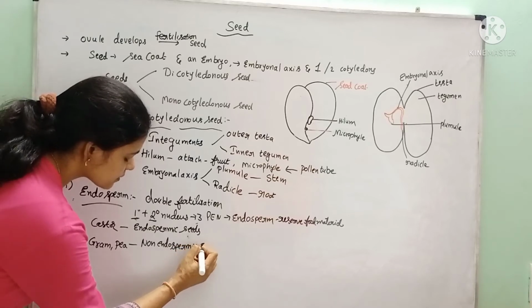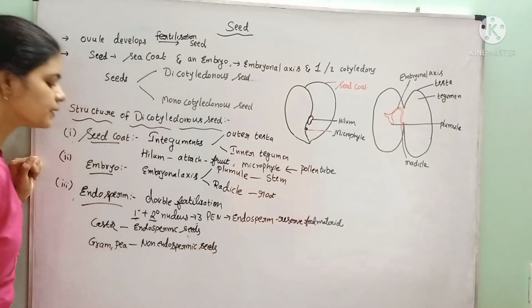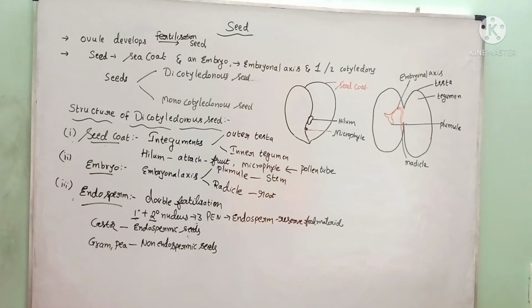Non-endospermic seeds. Like this, the seeds consist of endosperm. This is about the properties of the structure of dicotyledonous seeds. So, we see the structure of dicotyledonous seeds. What are the three main parts?